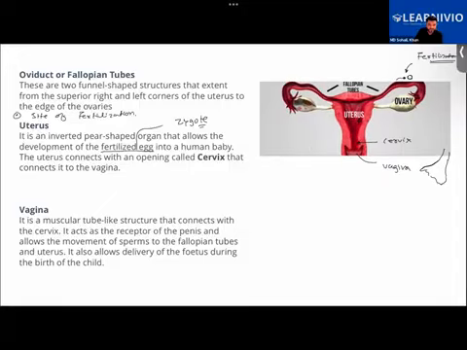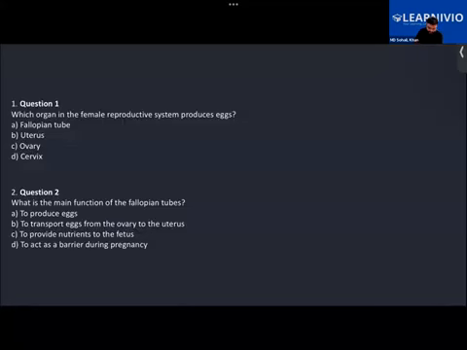And it acts as the receptor of the penis. As the penis releases the sperms into this, the sperm will further travel via the cervix into the uterus and then will go into the fallopian tube where the fertilization takes place. And it also allows the delivery of the fetus during the birth of the child. So via the vagina, the birth of the child takes place. So these were the important points.